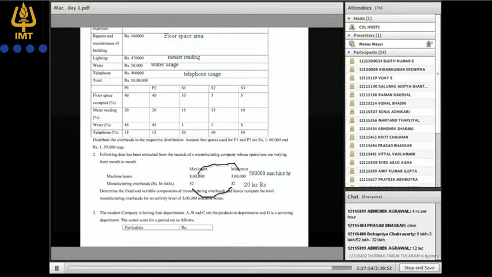Do you want me to solve this numerical? Okay, I'll just solve this numerical on an Excel sheet, so this will be more clear there.